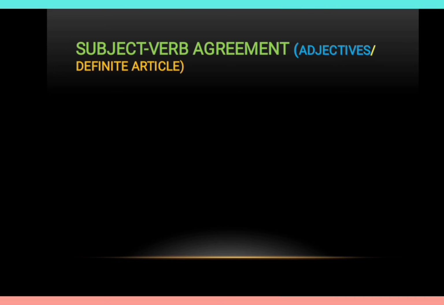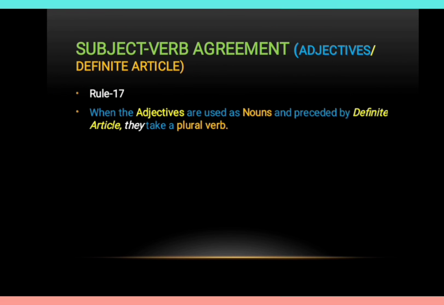Subject-verb agreement, adjectives and definite article. That is the last, utmost, and final rule of this topic, rule number 17. When adjectives are used as nouns and preceded by the definite article, they take a plural verb.